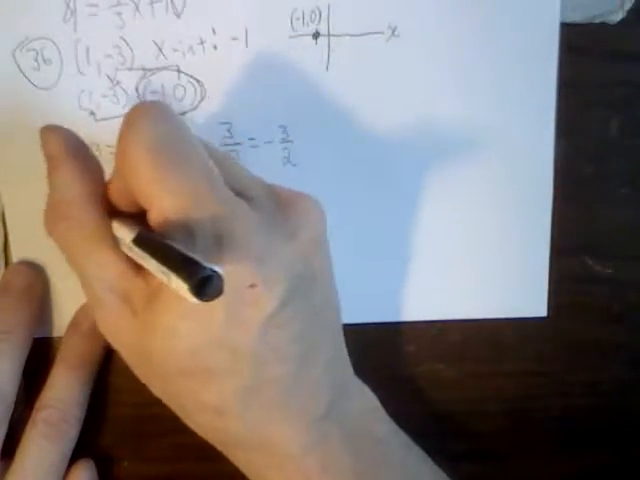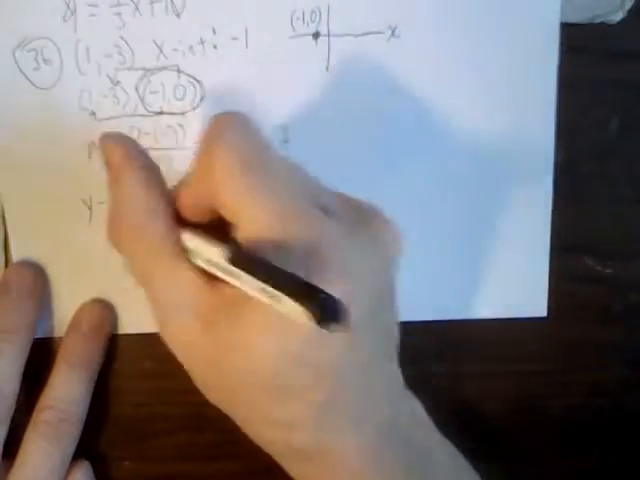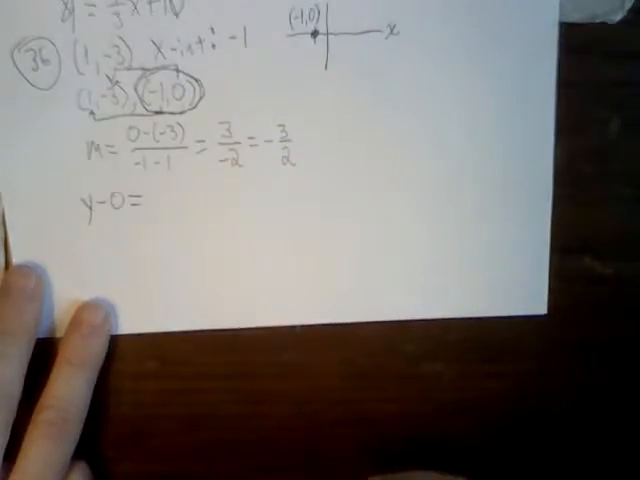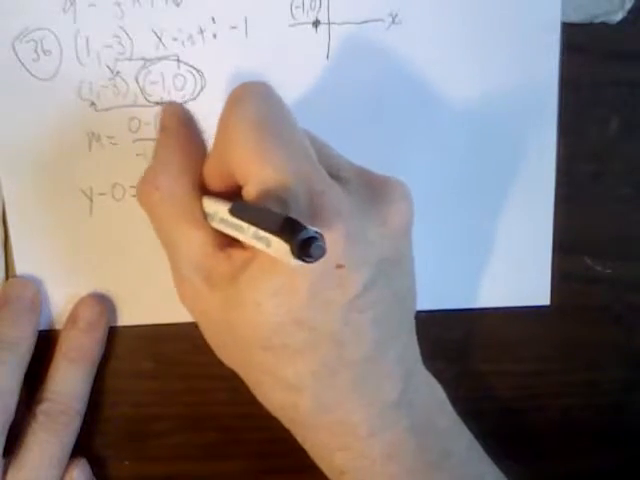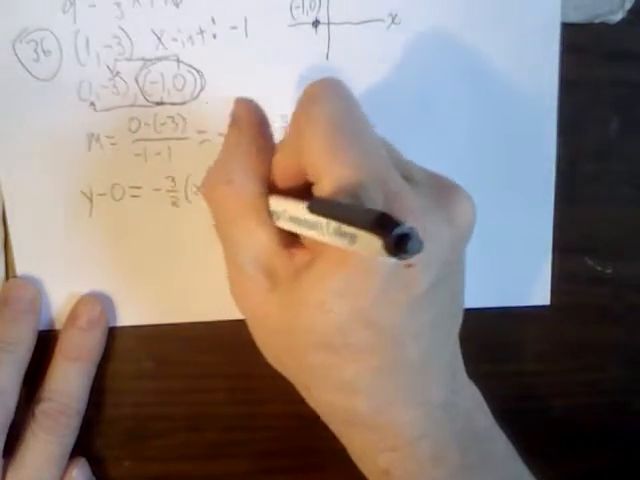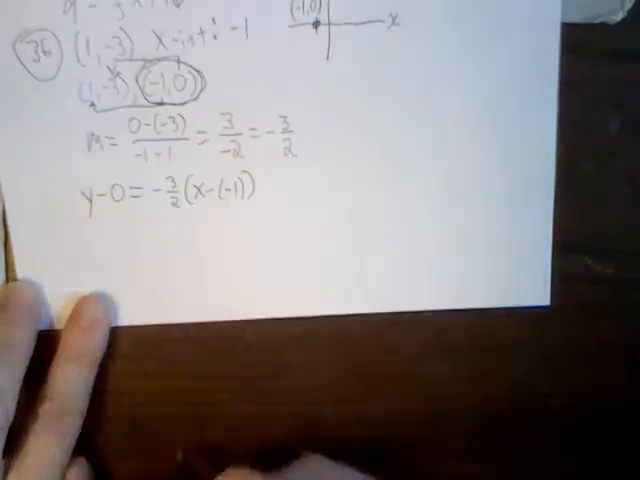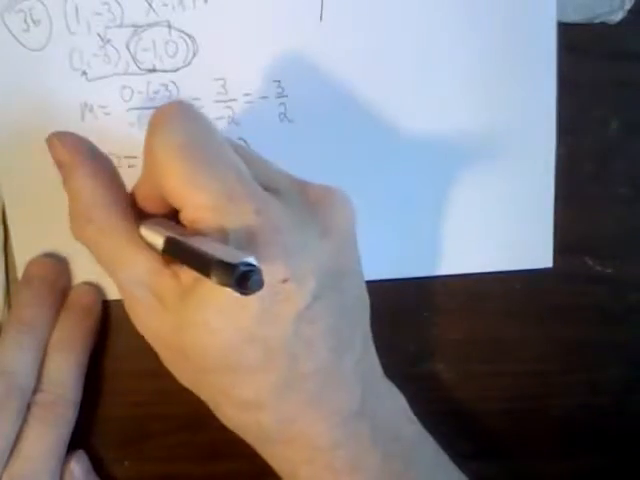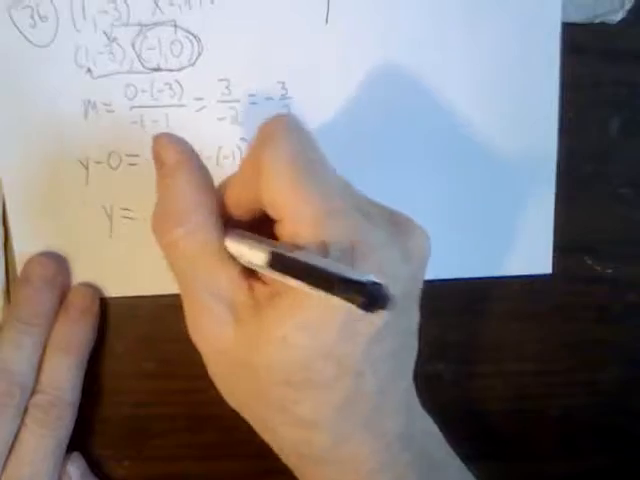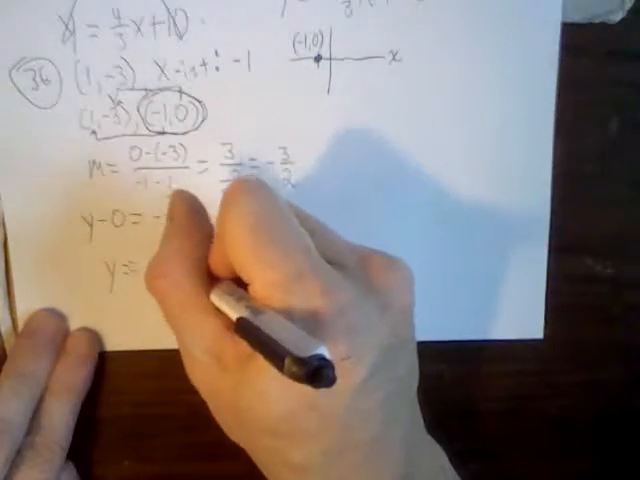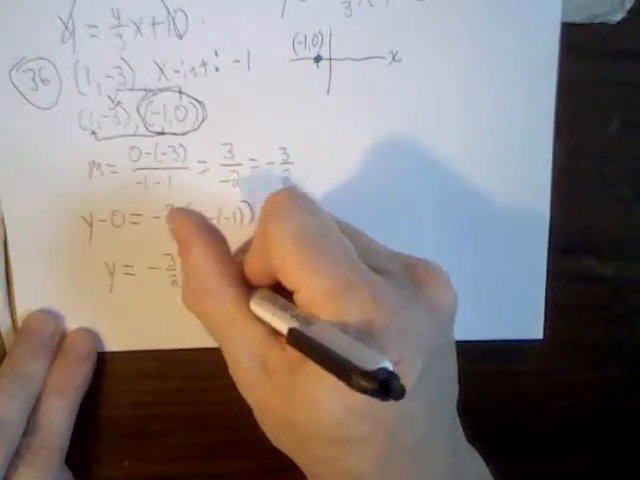It'll make my life easier. So y minus that 0 will just end up being y. Okay. And then that equals negative 3 halves times x minus negative 1. So you'll have y equals negative 3 halves times x plus 1.